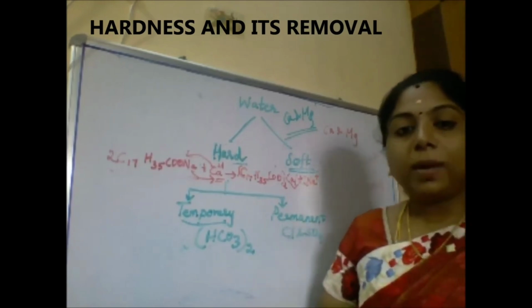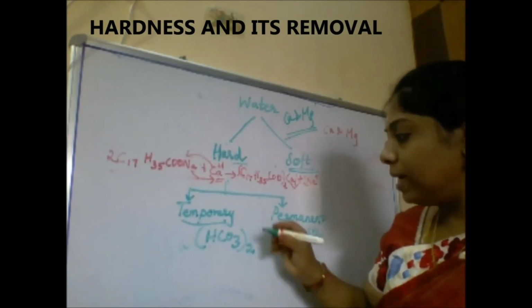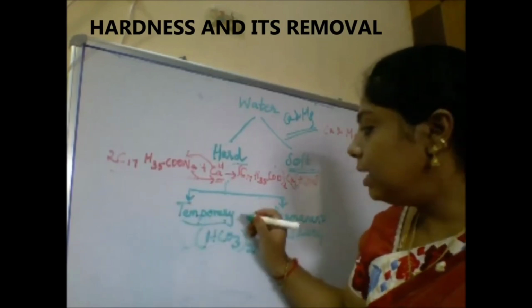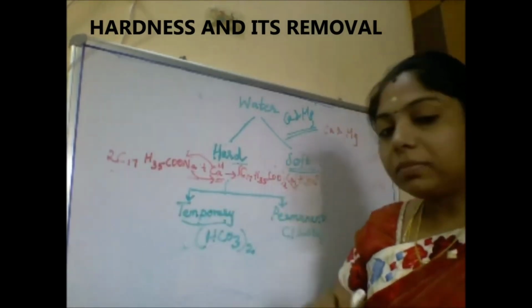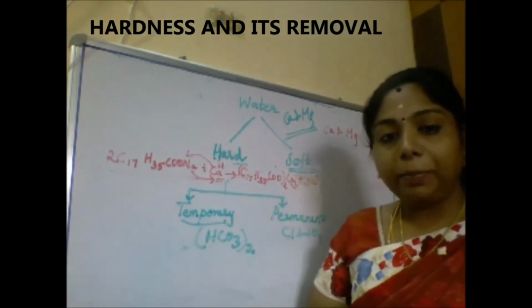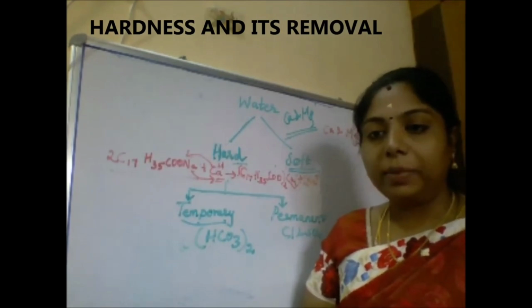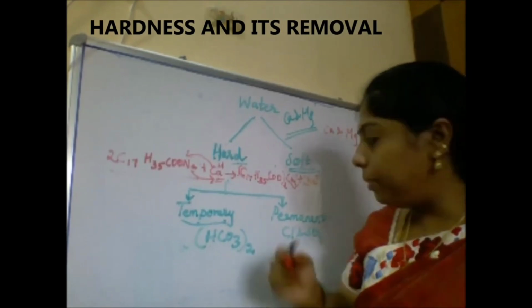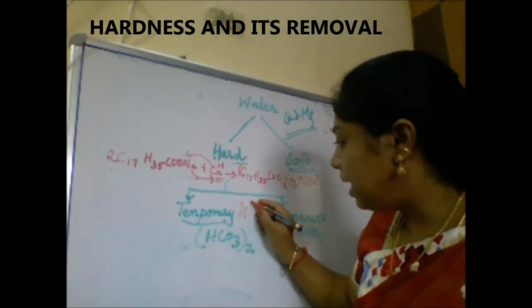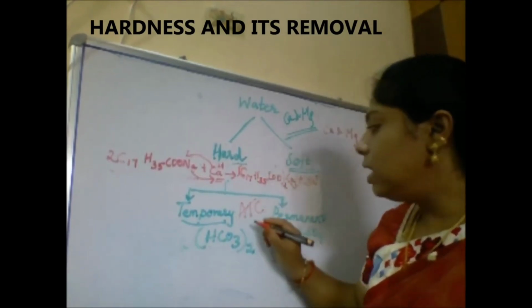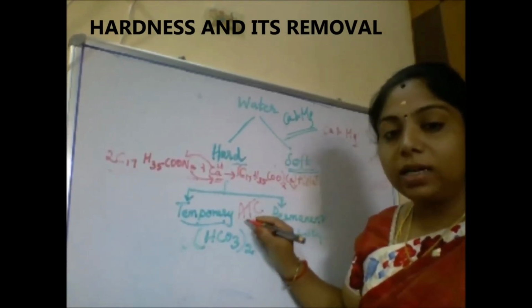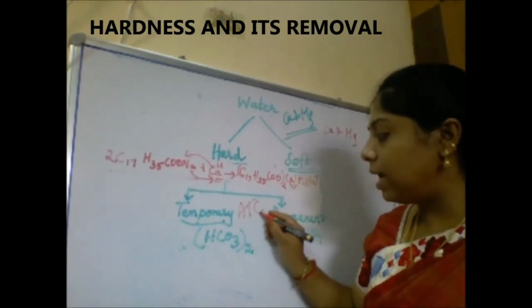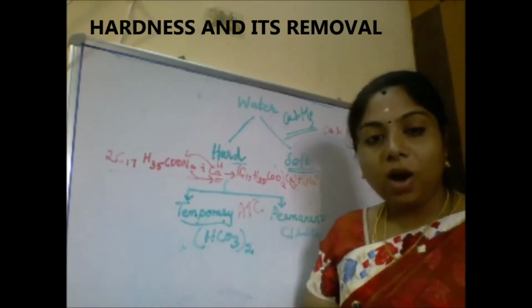There are also some other names for temporary as well as permanent hardness. The other names are alkaline hardness, temporary hardness, as well as carbonate hardness. In order to keep it in memory, we can take it as A, T, C. A for alkaline hardness, T for temporary hardness, and C for carbonate hardness.